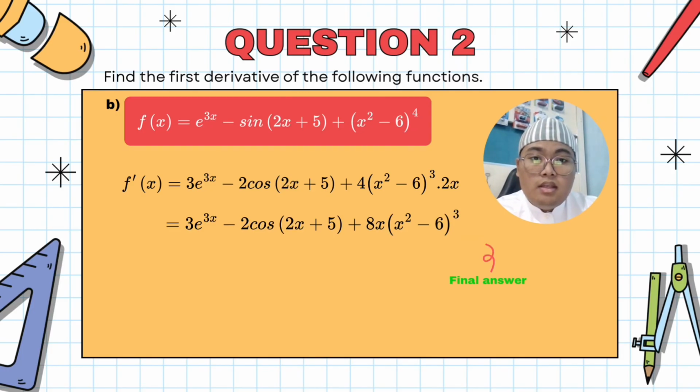because of the differentiation in the bracket. And then the final answer we get is 3 exponent power of 3x, and then minus 2 cos in bracket 2x plus 5, and then plus 8x in bracket x power of 2 minus 6 in bracket power of 3. That's all for question 2.